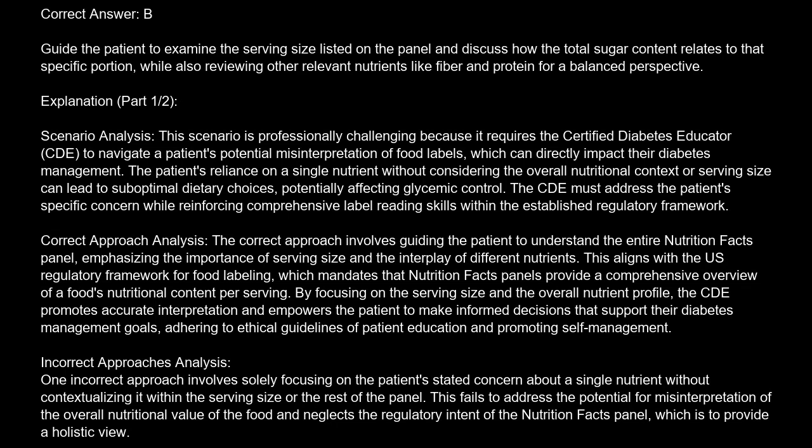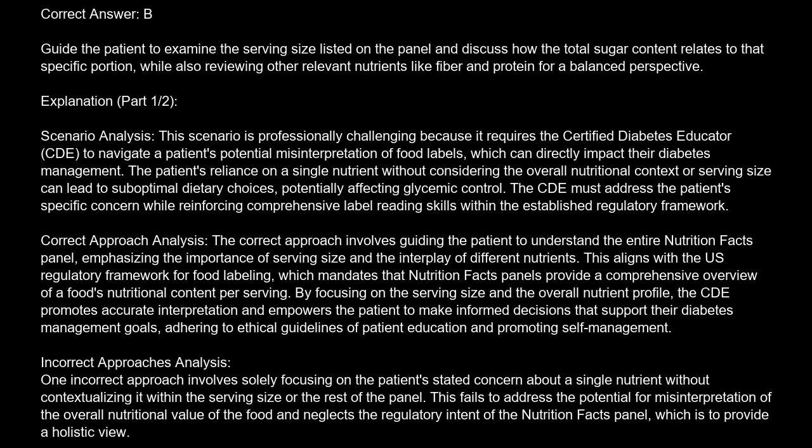The correct answer is B. Guide the patient to examine the serving size listed on the panel and discuss how the total sugar content relates to that specific portion, while also reviewing other relevant nutrients like fiber and protein for a balanced perspective. Explanation. Scenario analysis. This scenario is professionally challenging because it requires the Certified Diabetes Educator, CDE, to navigate a patient's potential misinterpretation of food labels, which can directly impact their diabetes management.